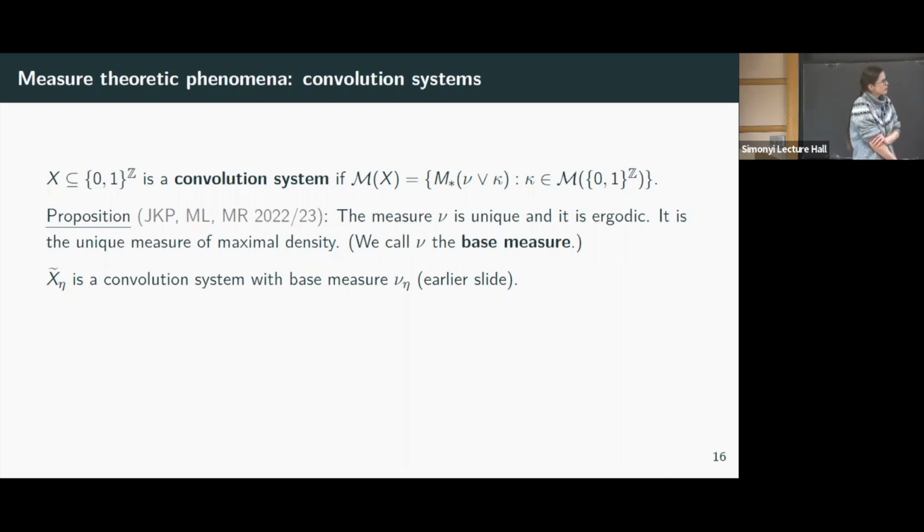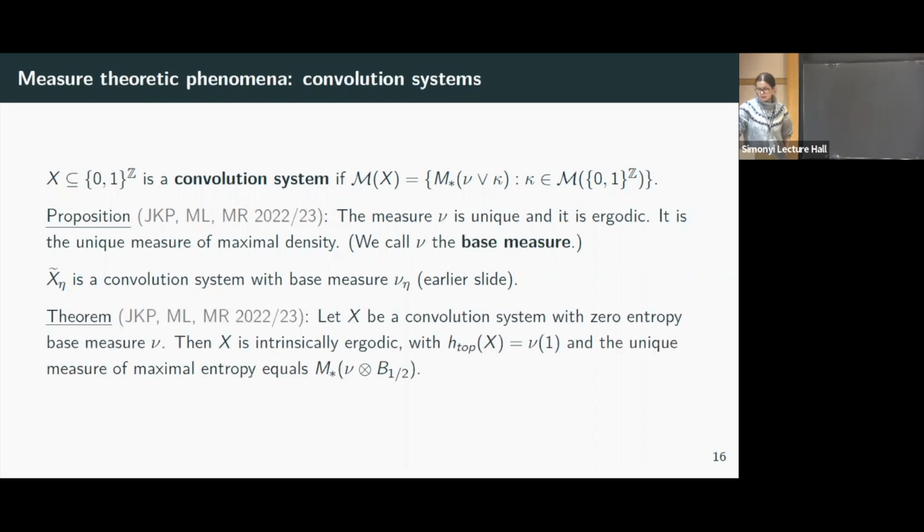And we were able to show the following. So the easy things are that this measure mu is unique, it is ergodic, and in fact, this is the unique measure of maximal density in the system. We call this measure the base measure. And what I told you earlier was actually that the hereditary closure of a B-free system is a convolution system. And we have the following.